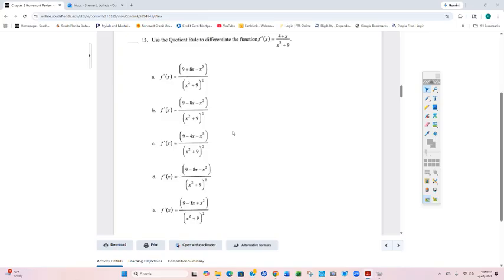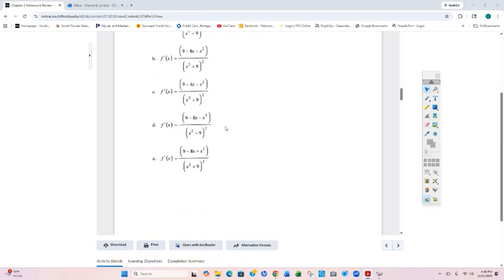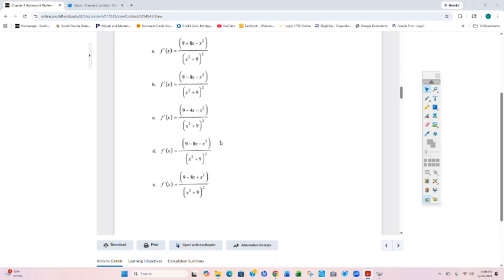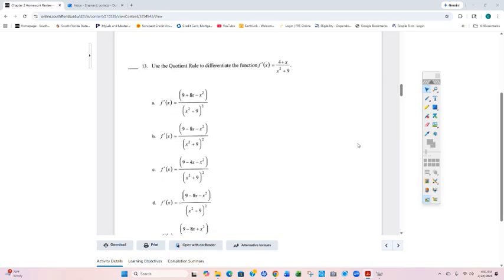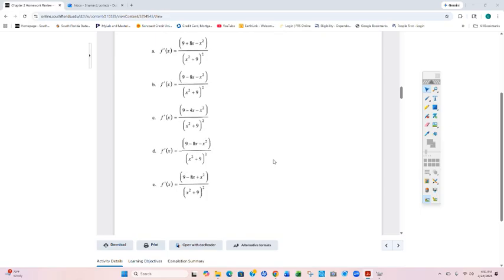D, f prime of x equals, the numerator, 9 minus 8x minus x squared. Denominator, x squared plus 9 in parentheses to the second power. And by the way, there is a negative in front of D, so that was a negative fraction. E, f prime of x equals, numerator, 9 minus 8x plus x squared. Denominator, x squared plus 9 to the second power. Correct answer on number 13 is B, and that is from section 2.3.